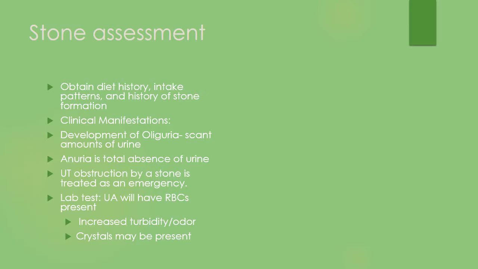You want to do lab tests such as a urinalysis. It will have red blood cells that are present. There will be an increase in turbidity and odor, and there may also be crystals that are present in the urinalysis.